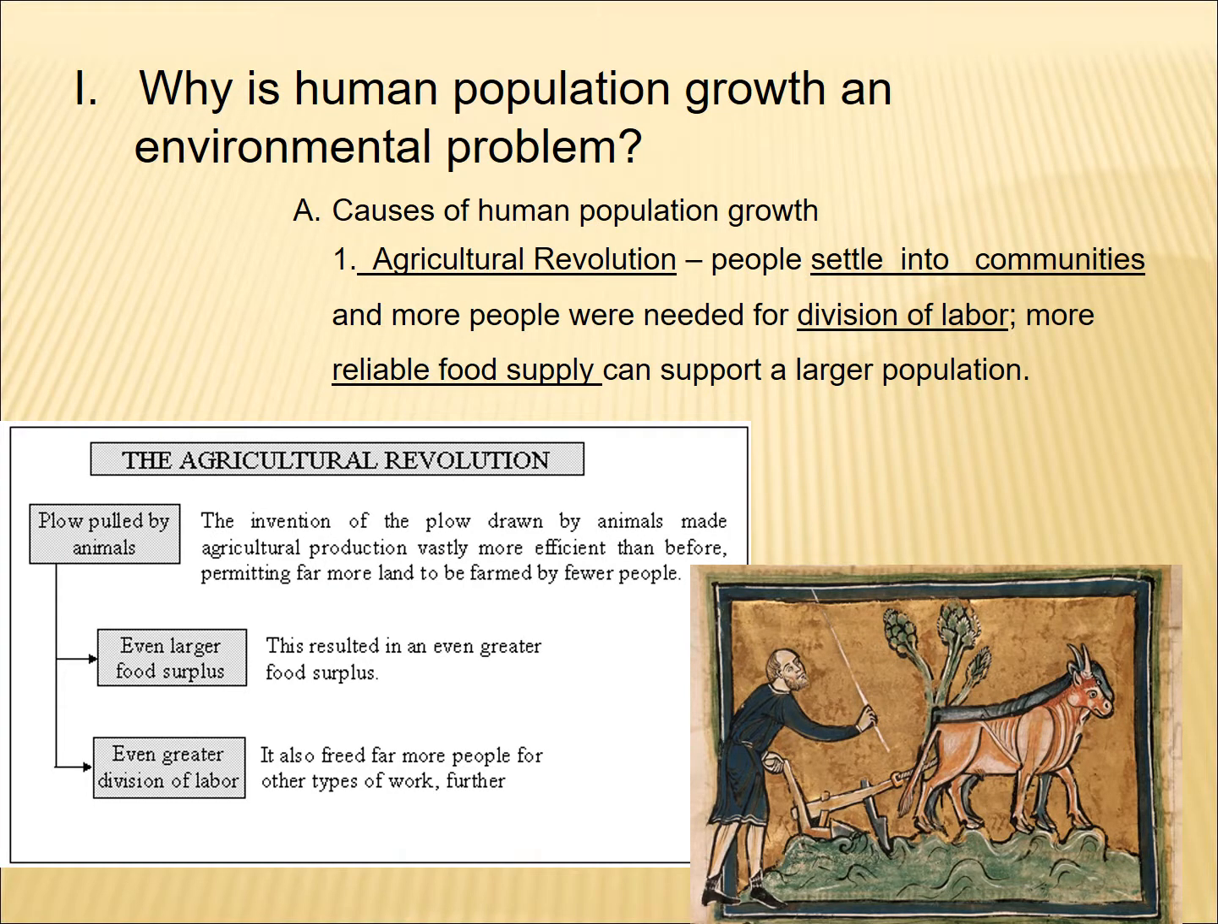All right, so causes of human population growth. The first cause was the agricultural revolution, and this is where people settled in communities where they were able to organize a division of labor, so that created a reliable food source. Prior to this, we had mostly nomadic people, and so the agricultural revolution is when we gathered together and divided jobs.